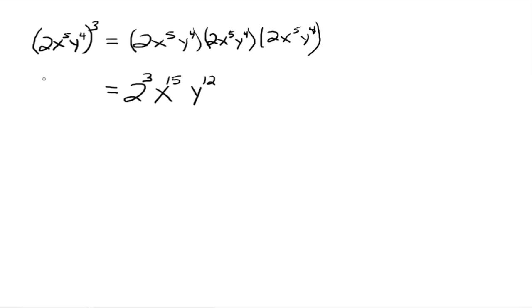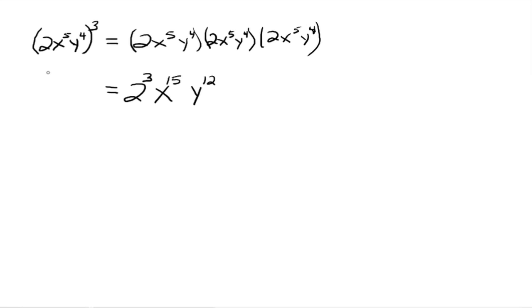So what's the relationship between our original expression and where we ended up here? That exponent 3 outside the parentheses got multiplied times the exponents for all of the individual factors inside the base. Everybody see that? Because this is like 2 to the 1st, 1 times 3 is 3, and then 5 times 3 is 15, and 4 times 3 is 12. That's where this is coming from. But this is only because we have one term inside the parentheses here. There's no plus or minus or anything like that. We'll have to deal with those at a later date.